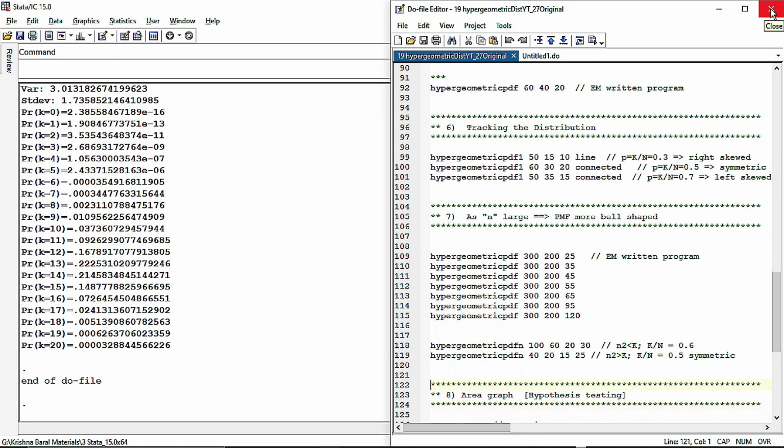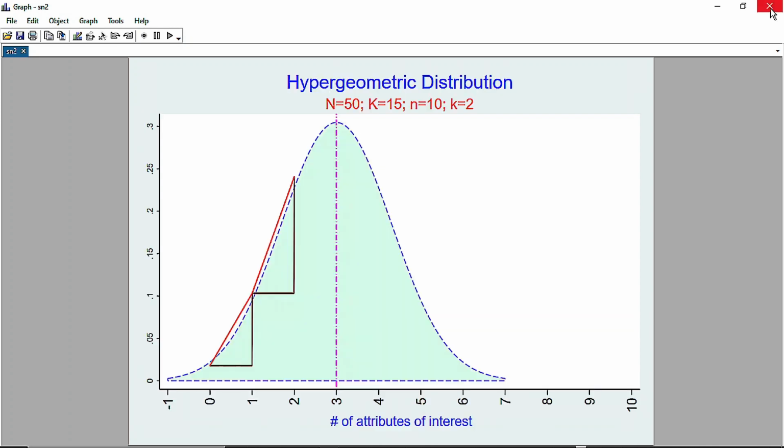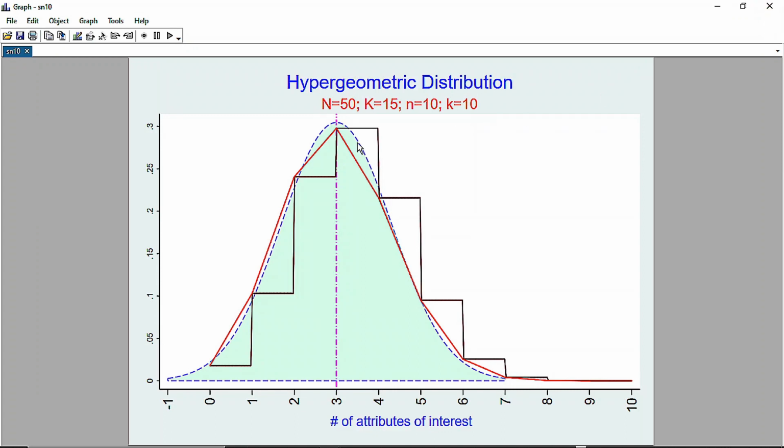Now let us draw the distribution, and as we have seen in our formula, K by N, attributes of interest in the population divided by the number of population, is going to act as a probability. And here 15 divided by 50, the probability is nearly 30%. So let us draw the PMF, and it should be somewhat right-tailed, because the probability is only 30%. When we compare it with the binomial distribution, if the probability of success is less than 50%, then we will get a right-tailed graph. So at the backdrop again, we have a normal distribution with the mean and variance equal to the mean and variance of this hypergeometric distribution.